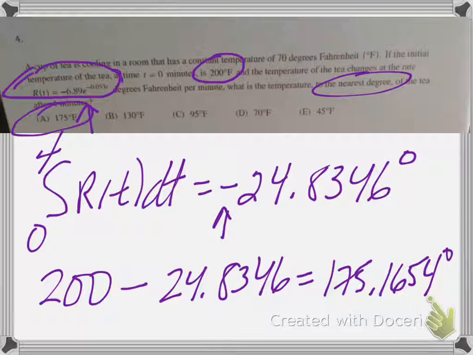which is A. Okay, and if you just look at this, this would make sense, that it started at 200 degrees, over time it's going to get cooler, now it's 175. If your answer was more than 200, then you would know that that's a problem. Okay, so that's 4, and we have one more to go.